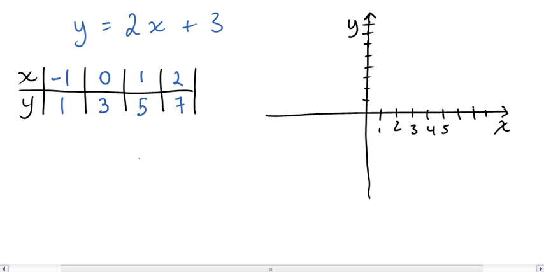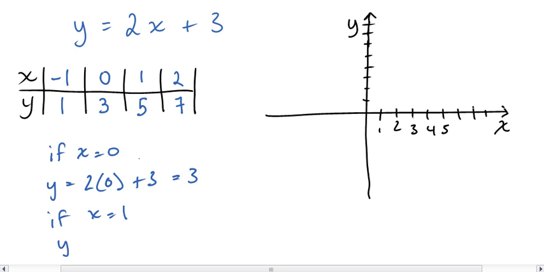So how did I get these values? Well, if x is equal to 0, for example, then y is going to be equal to 2 times 0 plus 3, which is just equal to 3. Then if x is equal to 1, then y is equal to 2 times 1 plus 3, which is equal to 5, because you have 2 plus 3, which is equal to 5.